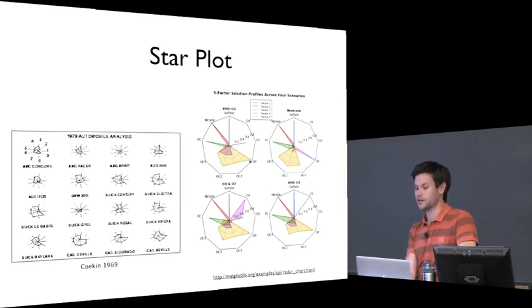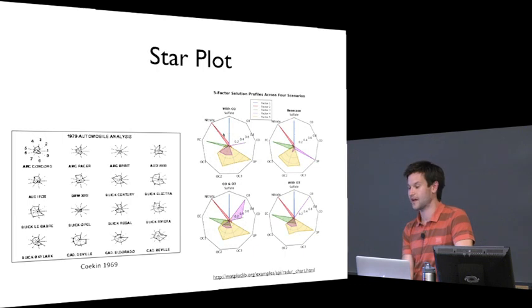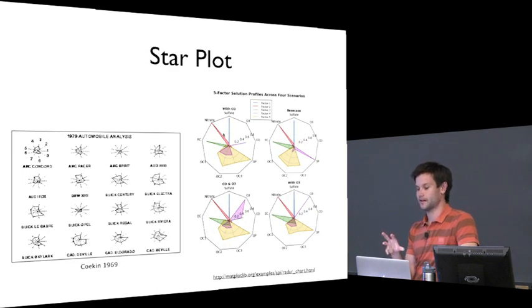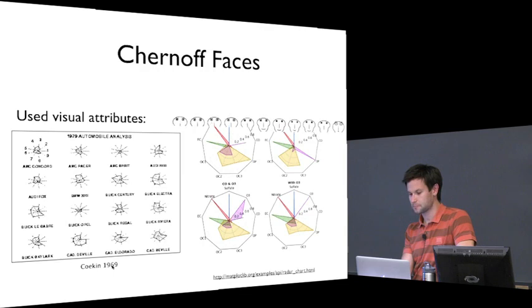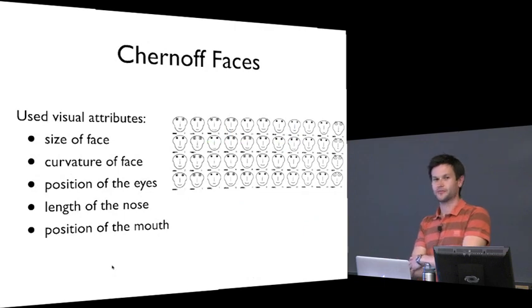Then you connect the values across the different axes, and you get different shapes. If we do that for a cars data set, for instance, every car results in a different shape. If you're used to working with such a system, you will immediately recognize the shape of the different cars and what the associated values are. These are called star plots. It's a pretty old technique, proposed in 1969. There are more absurd versions called Chernoff faces.